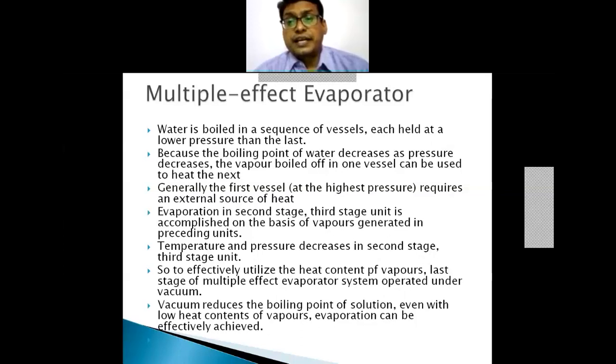Temperature and pressure decrease in the second and third stages, so we have to apply vacuum. Vacuum reduces the boiling point of a solution. Even with the lower heat content of the vapor, evaporation can be effectively achieved. So, to effectively utilize the heat content of the vapors, the last stage of multiple effect evaporators is generally carried out in vacuum.